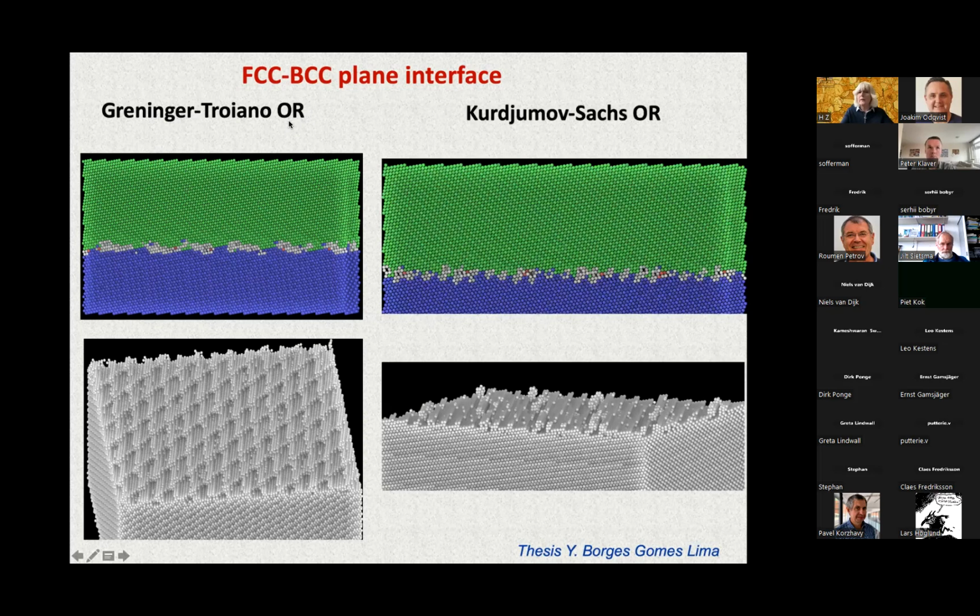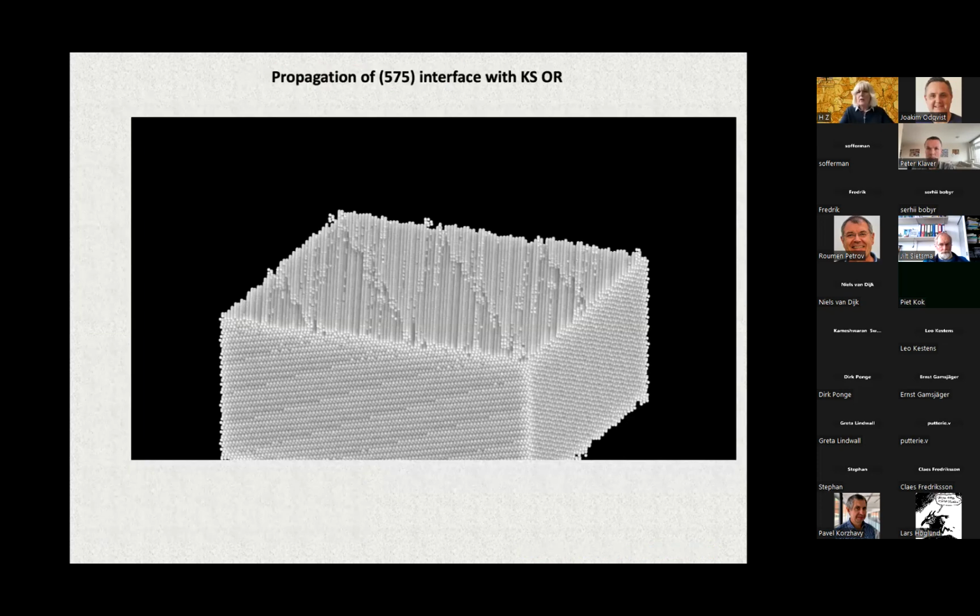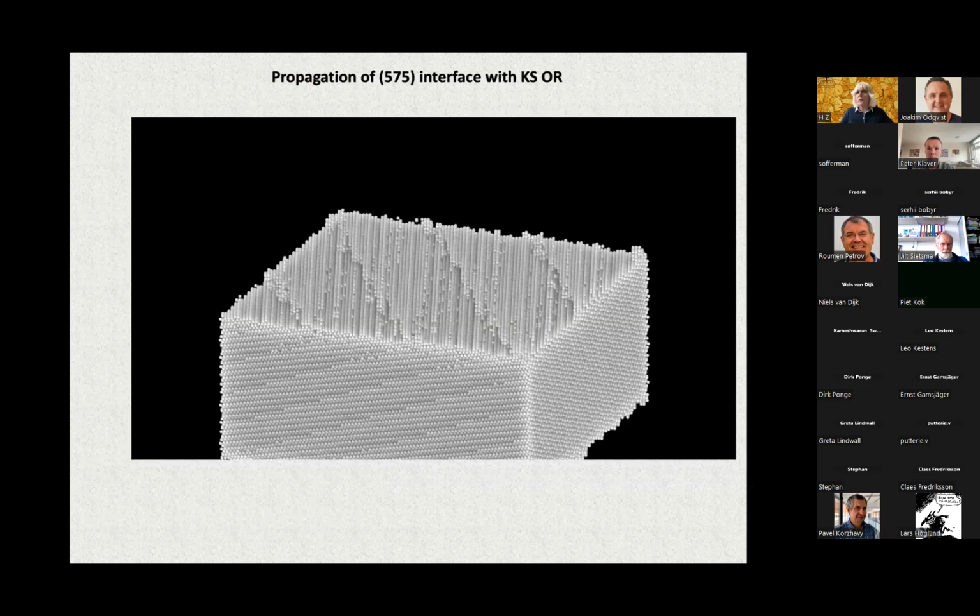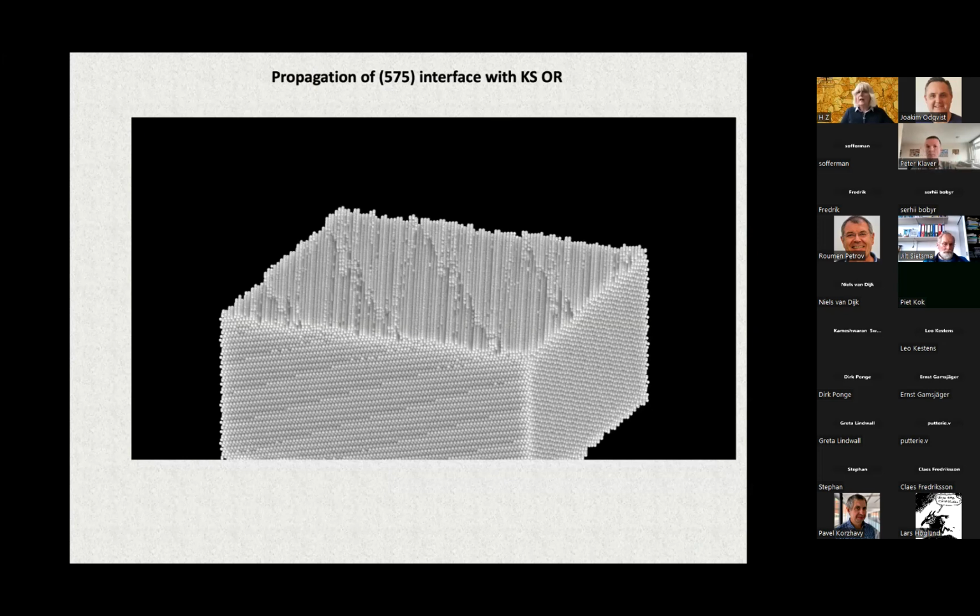What we would like to underline is that if we speak about the FCC-BCC interface, it's not really something global. There are really different orientation relations giving us very different crystal structures. And the propagation mechanism will also be very different. For example, here you can see the propagation of the plane interface. This shows only the interface atoms and BCC, in the case of the Kurdjumov-Sachs orientation relation.